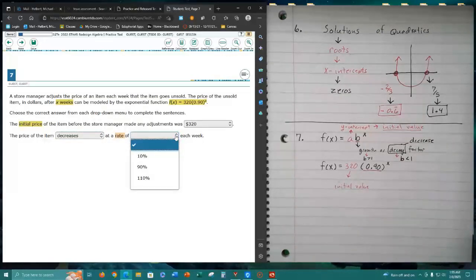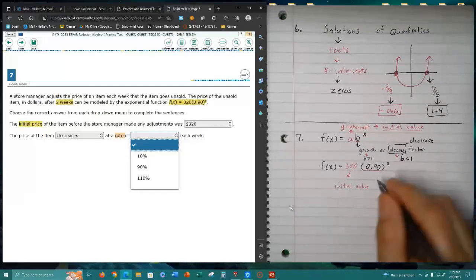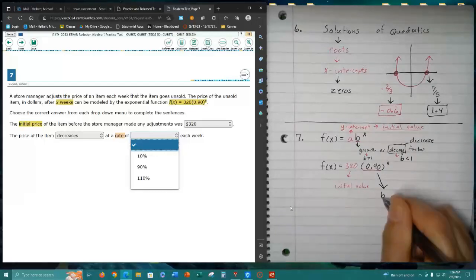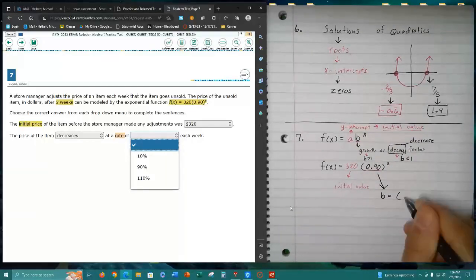It's going to be one of these numbers that they gave us. And I know a lot of you are probably tempted to pick that 90% because you see 0.9. But what you got to remember is how we got the decay factor. So here's how we got this. I'm going to write right here: the way we got this is b is simply equal to 1 minus the rate.